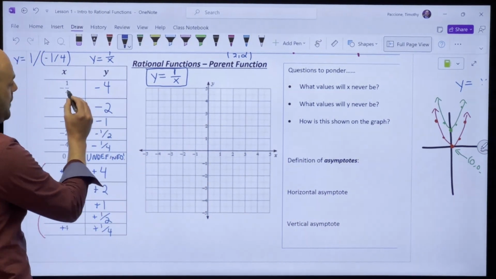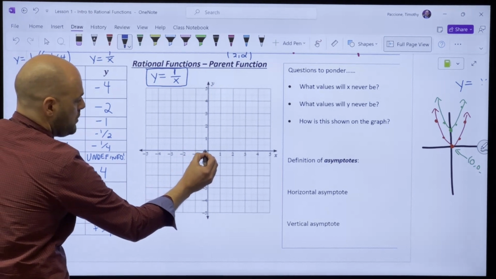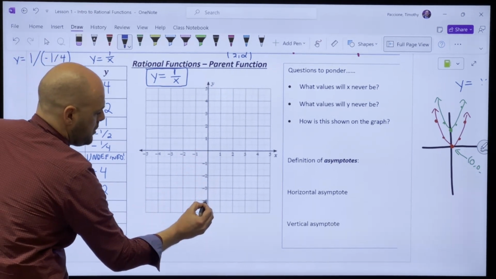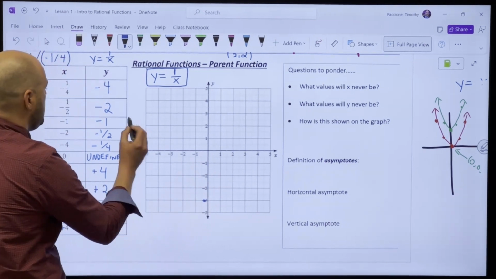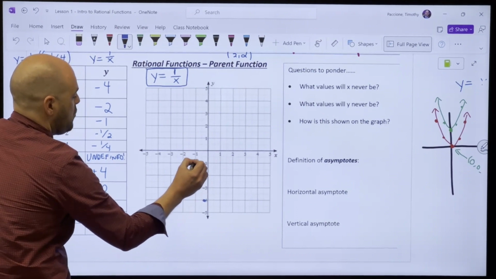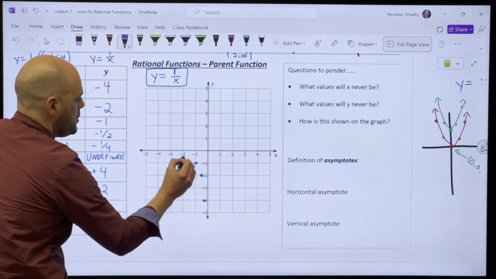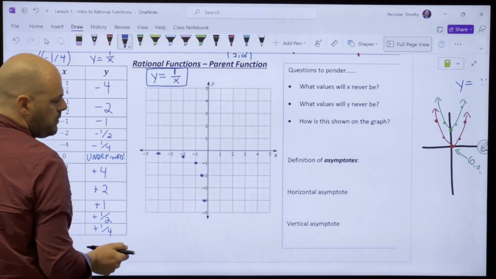If you're graphing negative 1/4, negative 4, just go over 1/4 of a 1 and down to 4 and do your best to estimate. It's not going to be perfect when you're estimating, that's okay. Negative 1/2 is at negative 2. Negative 1 is at negative 1. Negative 2 is at negative 1/2. Negative 4 is at negative 1/4.